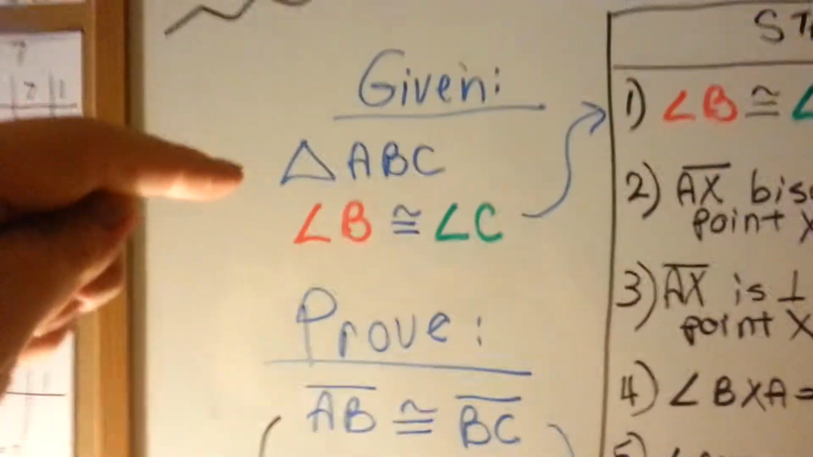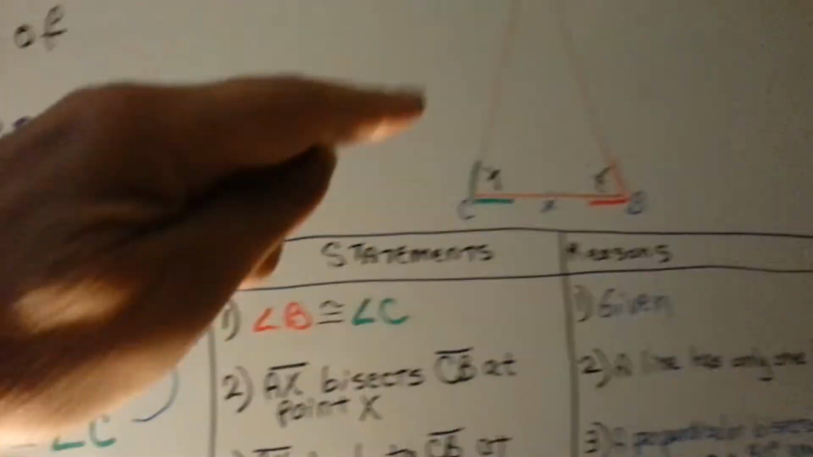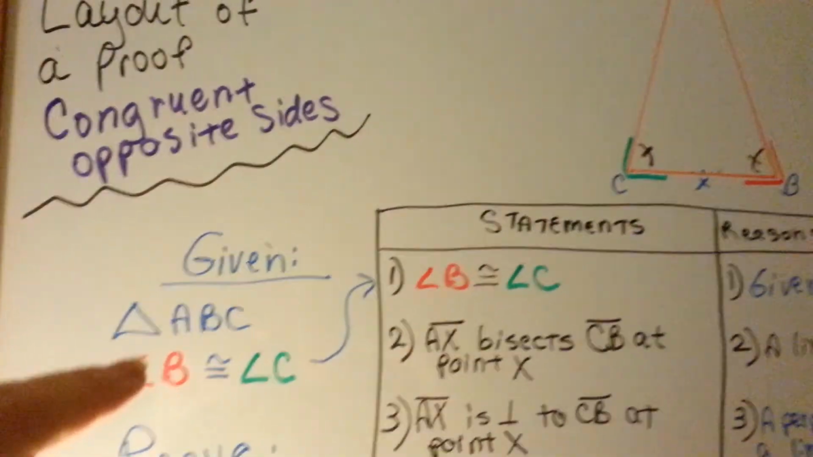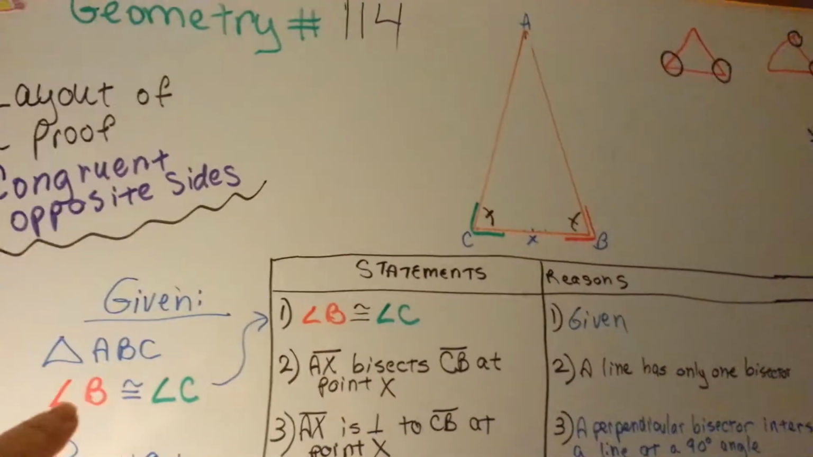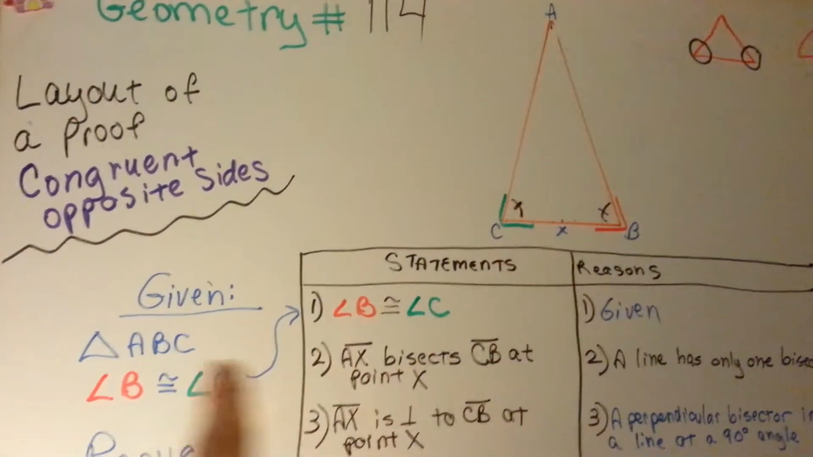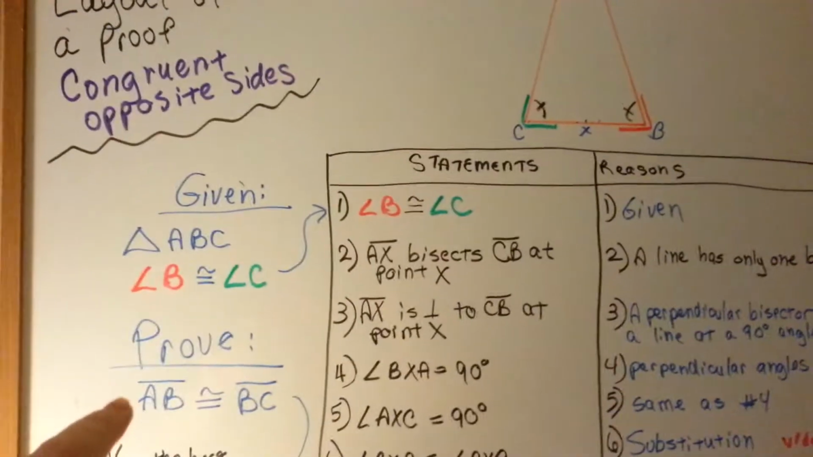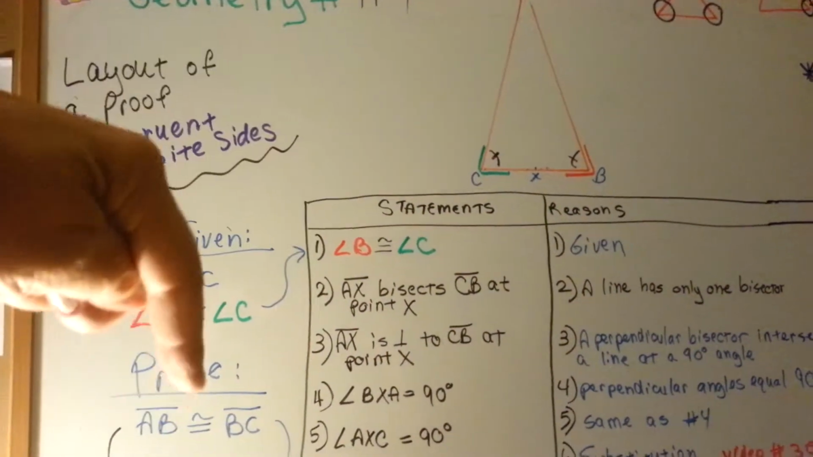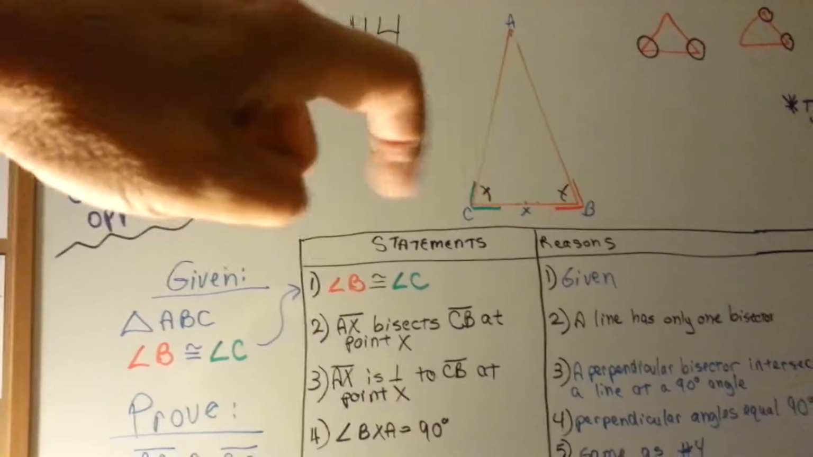It says given, triangle ABC. All right, well, ABC, that's triangle ABC. And it's given that angle B and angle C are congruent, okay? What we're trying to prove is that the line segment AB is congruent to BC, okay?